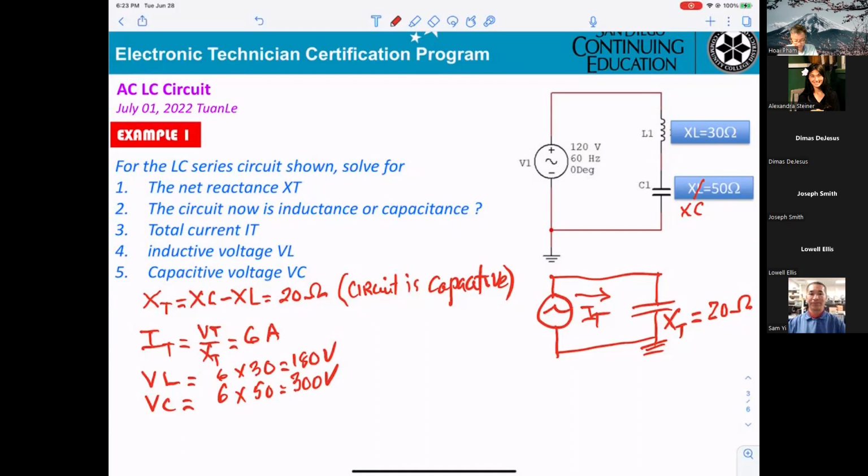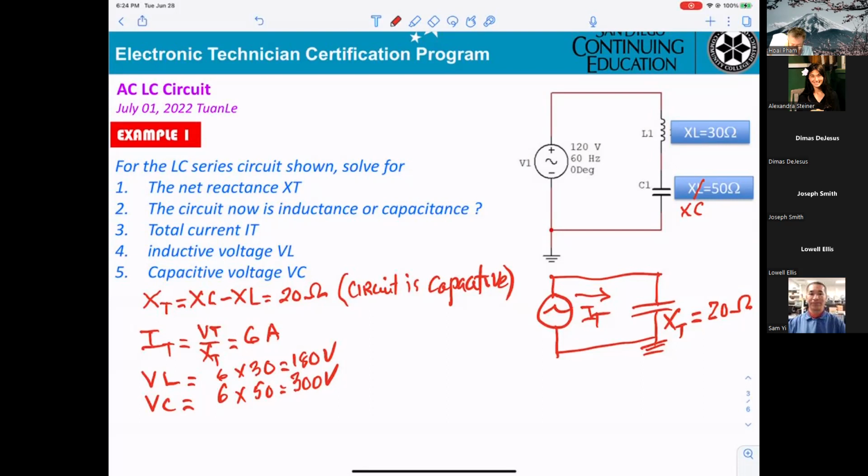Mr. Pham, I pretty much understand it, but since XC is greater than XL, why do we care about that last part, what you just did? Why do we care about it since the circuit is predominantly capacitive? Well, X of C is bigger than X of L. 50 minus 30 is 20. So yes, the circuit is primarily capacitive.